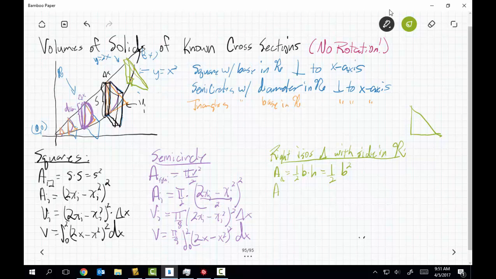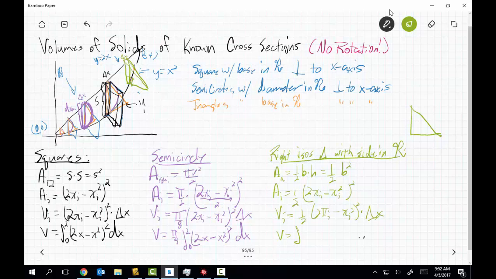I've got A sub i is equal to, ooh, you guys got to yell at me, delta x, because that tells me everything, doesn't it? A sub i is going to be 1/2. I know the base is going to be 2x sub i minus x sub i squared, right? So that's this guy, but then I have to square this. Hey, it is working out the same way, isn't it? So volume sub i is going to be 1/2, which is intuitive. I know it's not rocket science. Times delta x, and then the overall volume is going to be the integral.